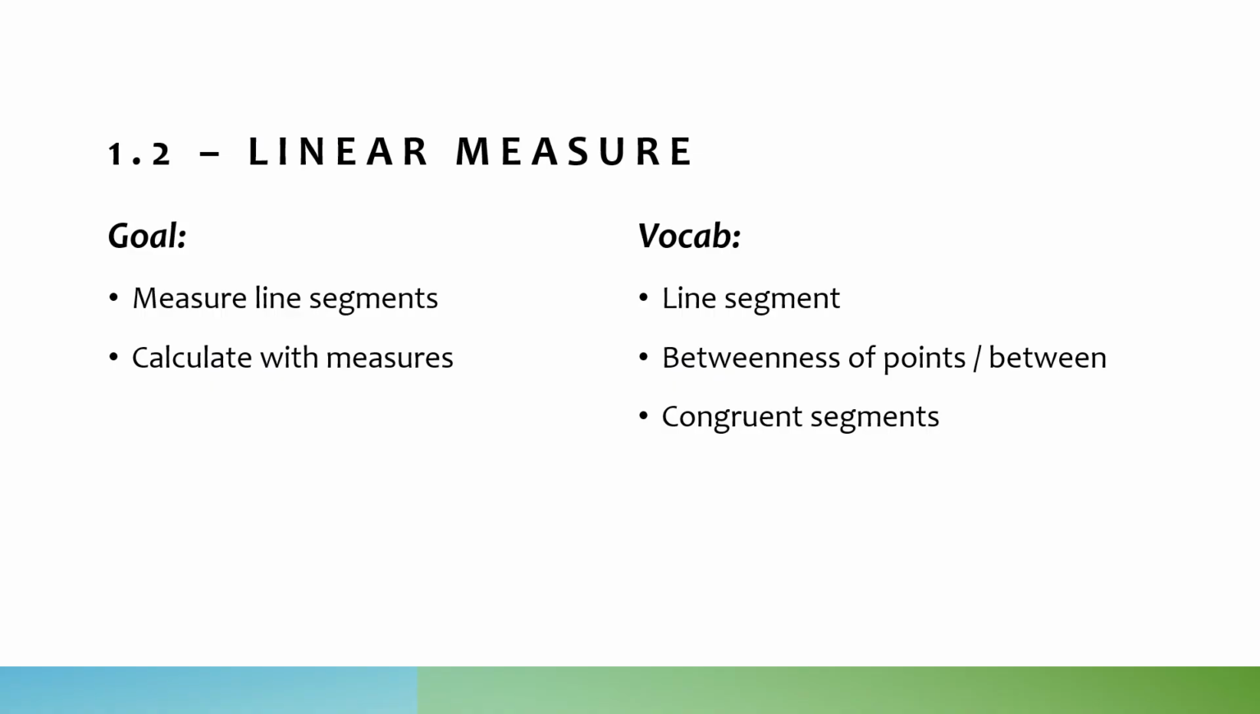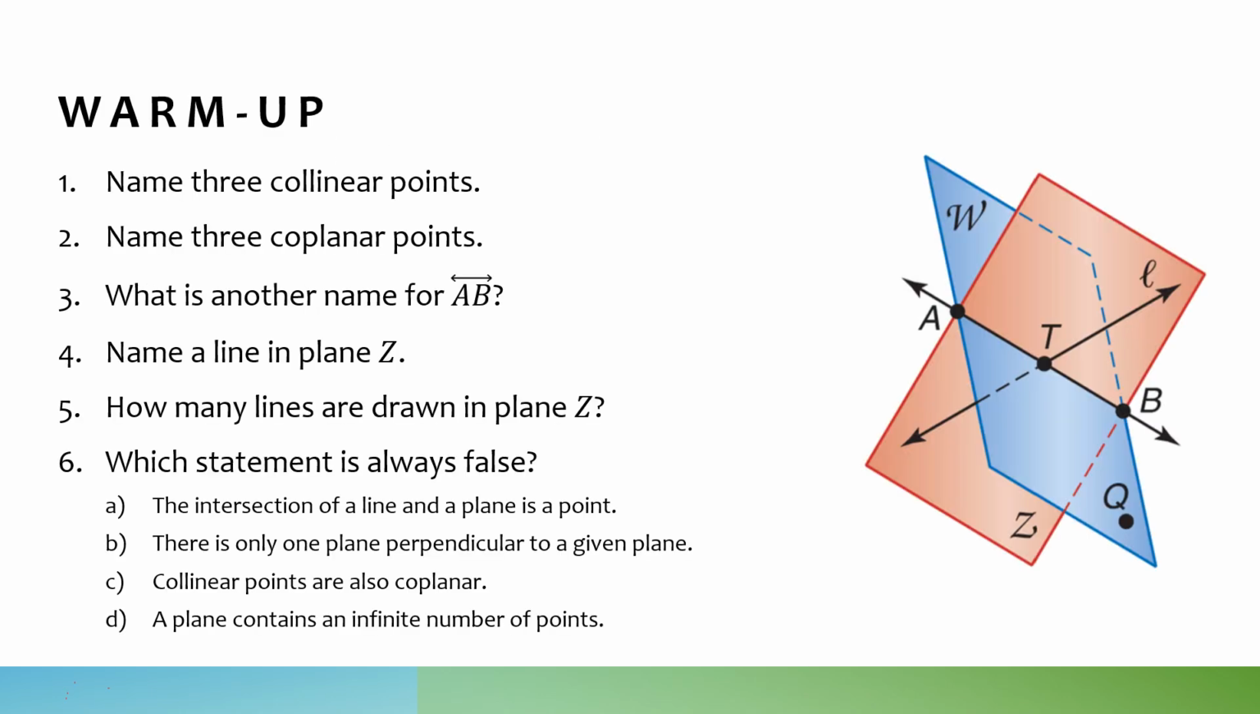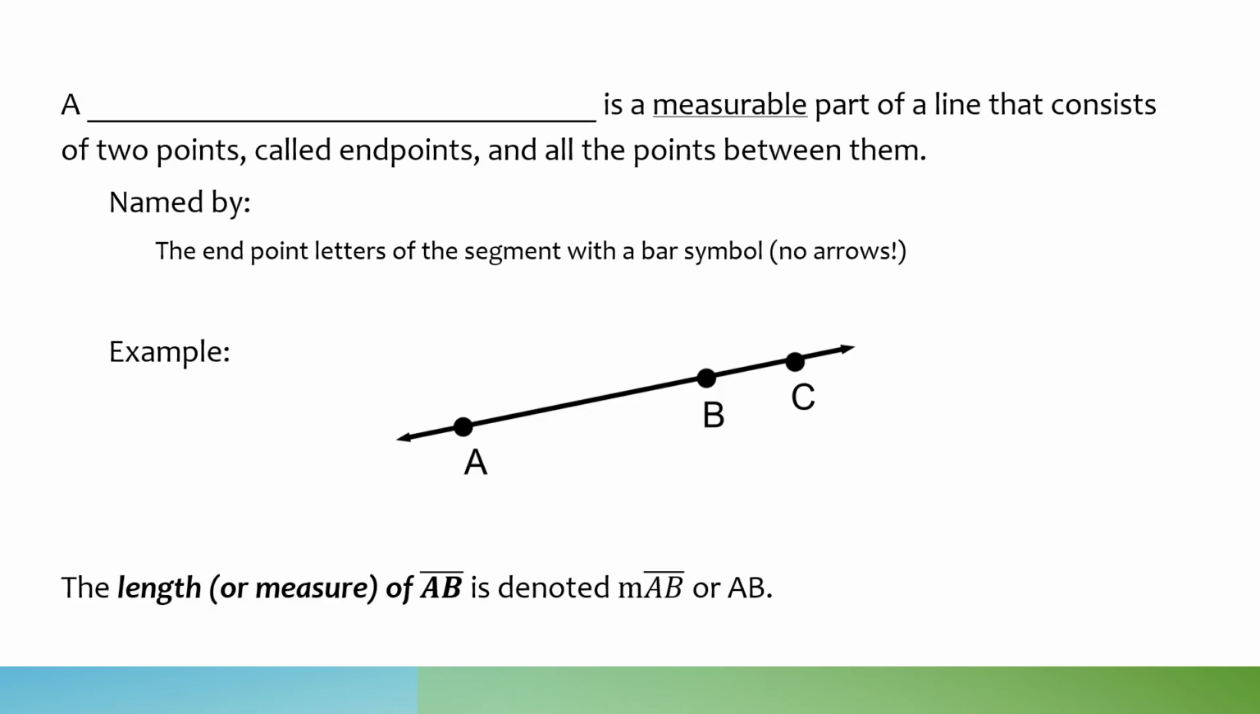Okay, so we've got some vocab involved in this particular lesson: what a line segment is, what we mean when we say one point is between another, or this concept of betweenness of points, and what exactly congruent segments are. There is a warm-up here. You'll see this in your notes. If you didn't do this in class, then we're just going to go ahead and skip over it for the purposes of the video. Let's get into our vocab.